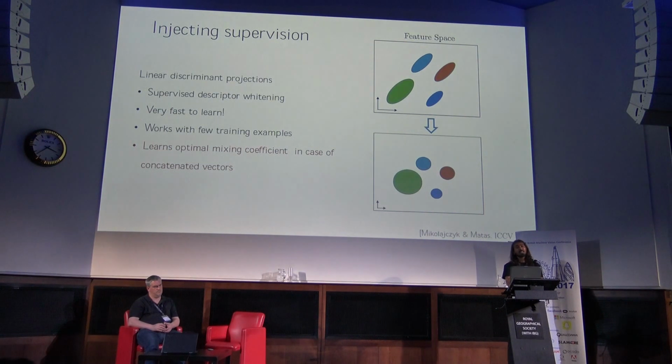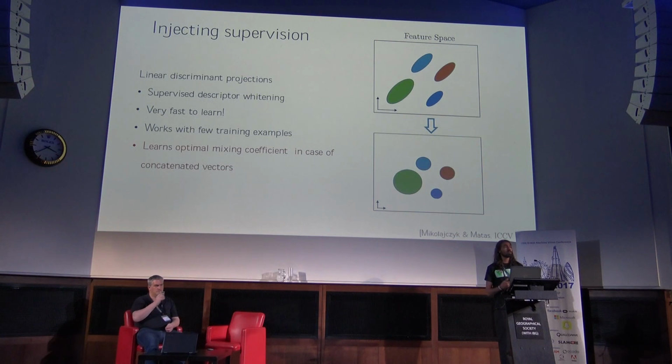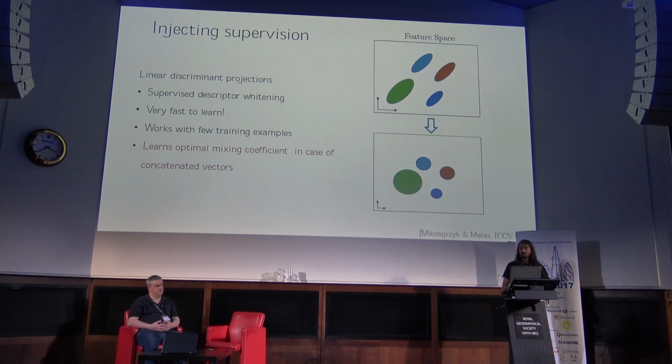As we saw before, these completely handcrafted descriptors have a very bad performance, whereas the learned ones, which are data-driven, have a really good performance. So ideally we would want to have our handcrafted descriptor also driven by data. But we do this in a very, very simple manner. It's just a linear transform called linear discriminant projection. The advantage of this method is that it's very fast to learn, works with very few training samples, and it automatically finds the optimal mixing coefficients in the case of this concatenation. To explain it simply, no matter how you stretch or squeeze the ellipse on top, it's always going to go to a circle.